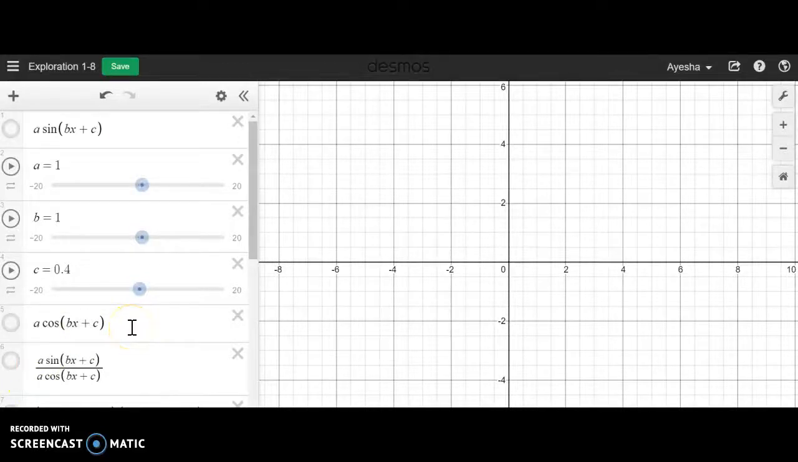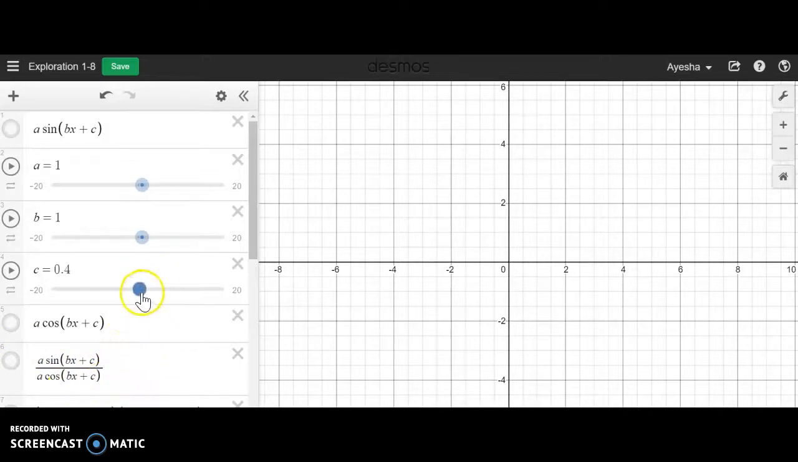Okay, so for this video, I'm just going to look at what happens when we put f of x, which is again a sine bx plus c, and divide that function by the function g of x, which is a cosine bx plus c. So we have here h of x equals f of x divided by g of x, so we'll have a sine function divided by cosine.